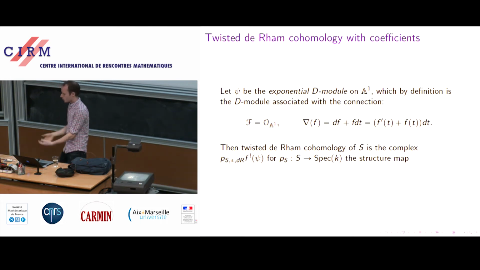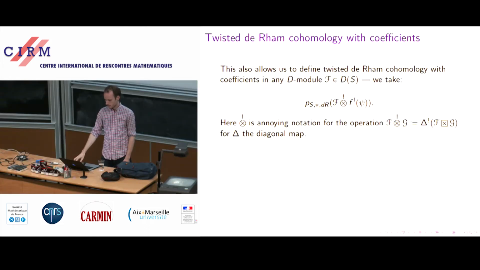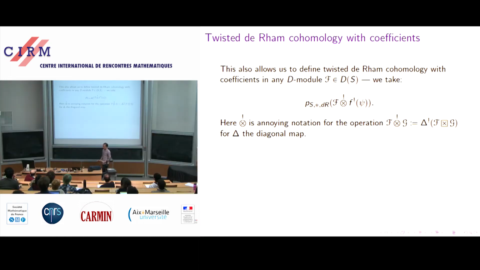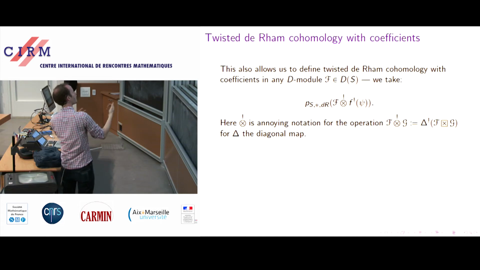So these push forwards for smooth varieties are computed by the corresponding de Rham cohomology complex with coefficients. And if you just track what that means, it gives exactly this. And then maybe there's some cohomological shift that doesn't matter for these purposes. OK, so now this allows us to define twisted de Rham cohomology with coefficients in any D module F. So what you can do is if you have your D module F on S, you can pull back your exponential sheaf according to the map f, tensor with F, and then push forward to a point.